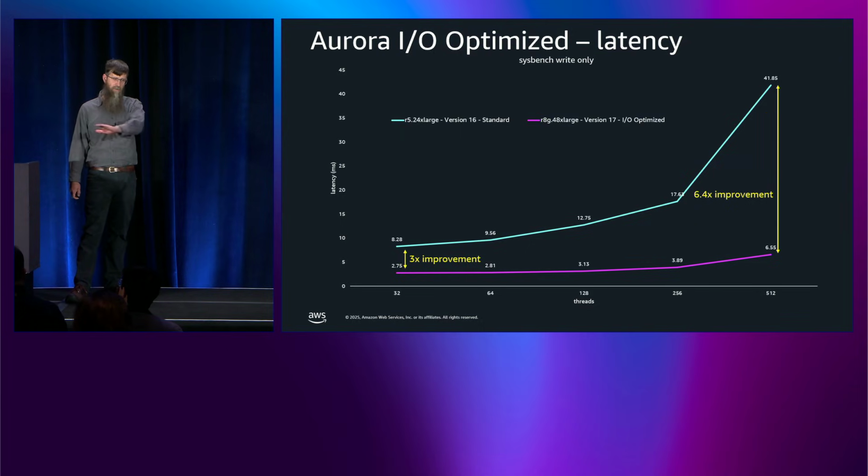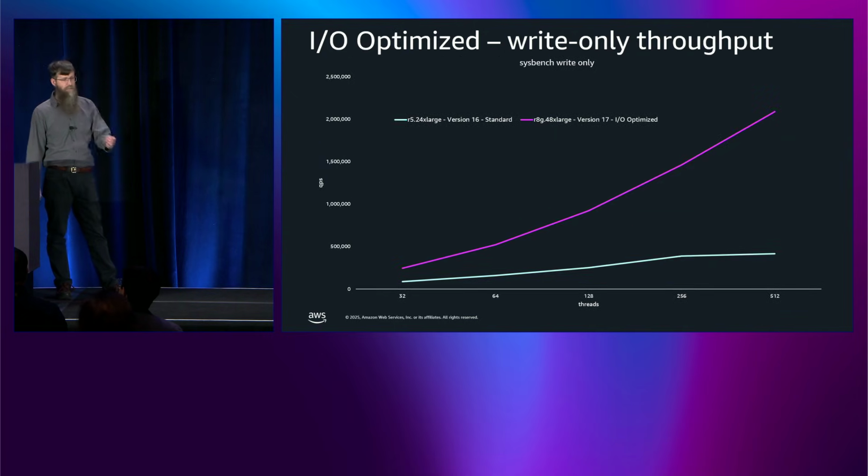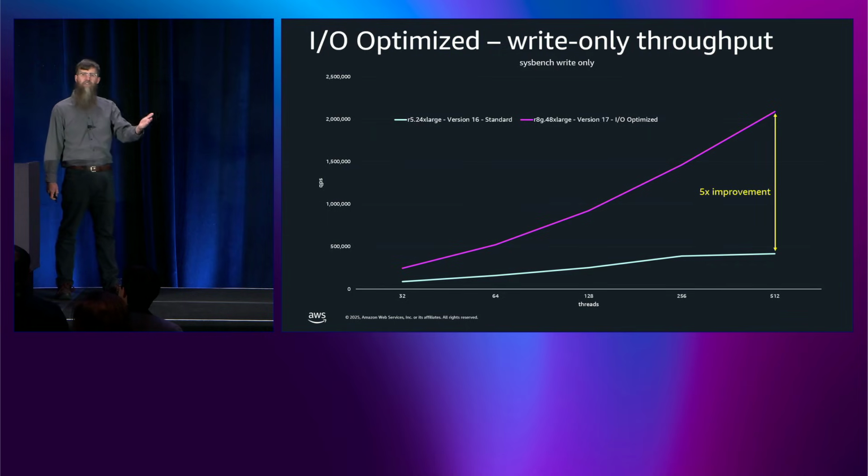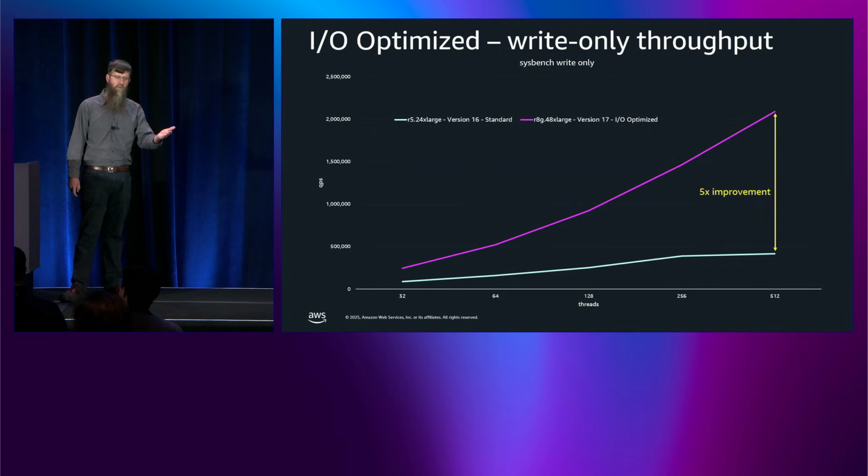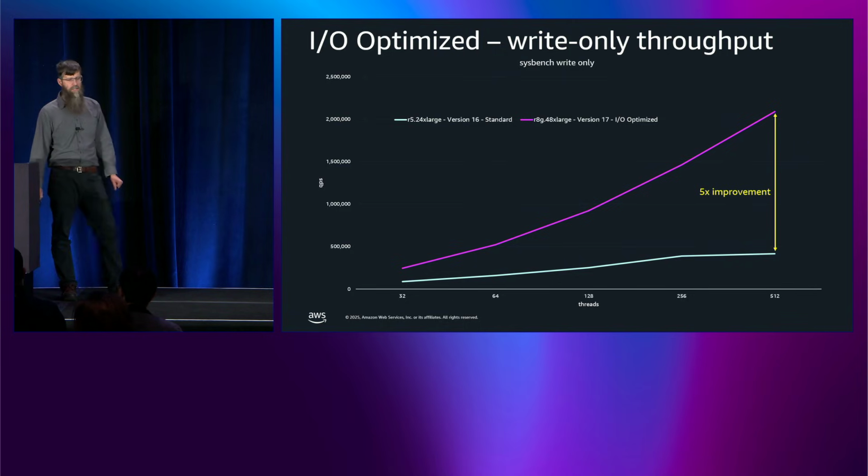That's the thread count along the bottom there. So the harder you push, the better this gets. So IO optimized for latency. Now, if we turn this back into throughput, we have the same test again. We can look at it there. So this turns into a 5 times improvement in throughput in those same 2 baselines, just by turning on IO optimized and going to R8G.